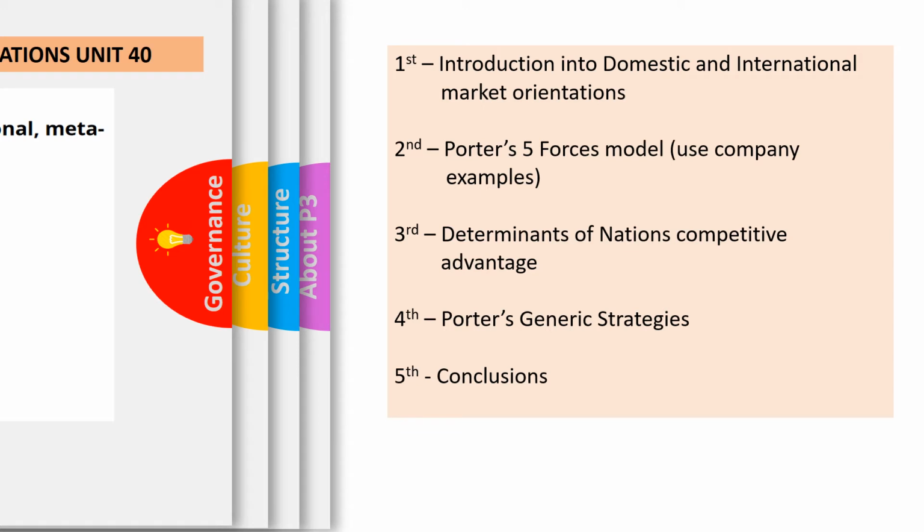A suggested way to answer this question would be to provide an introduction into domestic and international marketing orientations, a recap from the different orientations from P1 and also that we covered in P7, and also to provide a definition of marketing strategy, and look at the different elements of strategy, and then review Porter's 5-force model, the determinants of a nation's competitive advantage using Michael Porter's diamond model, and then Porter's generic strategies, followed by conclusions.